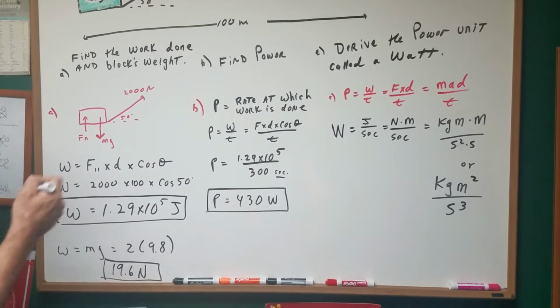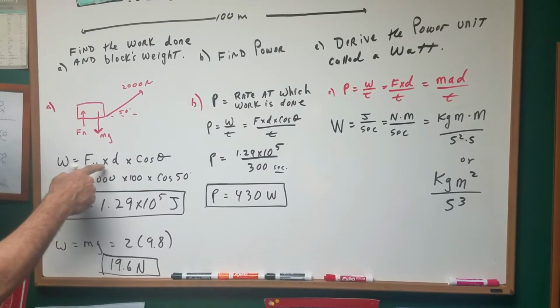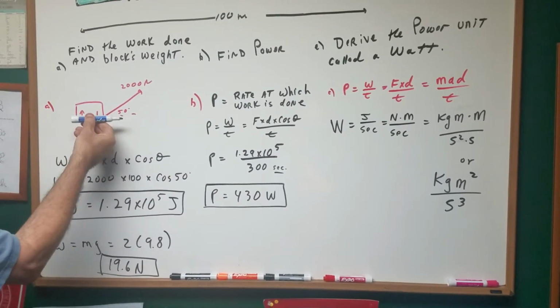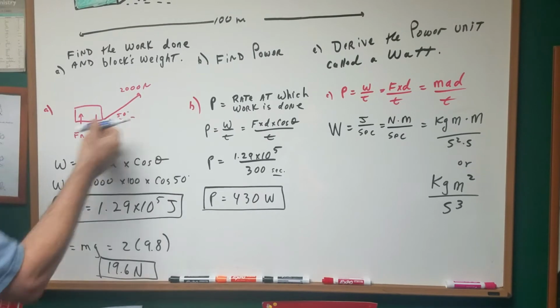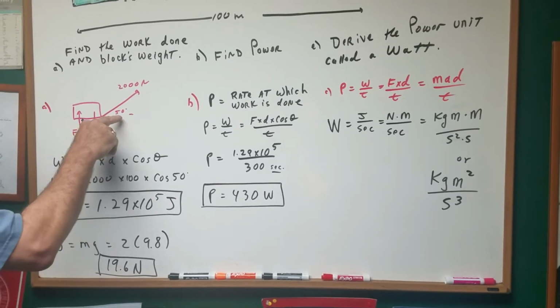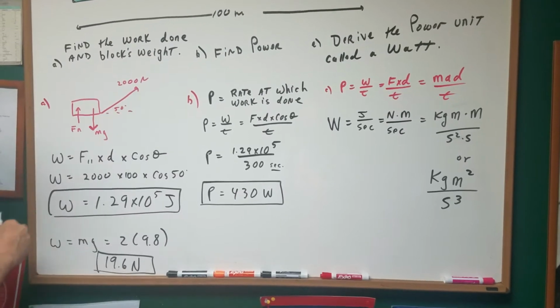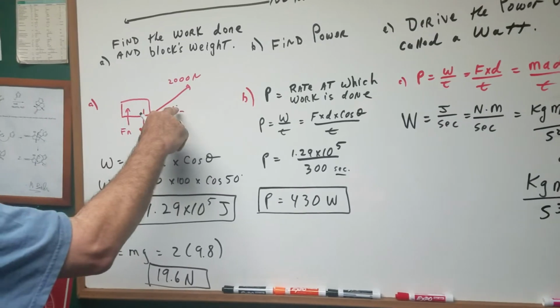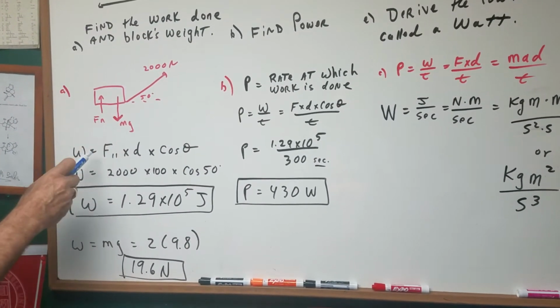Now, whenever we do work, work is equal to force times distance, but the force has to be parallel to the direction of motion. So if it's parallel to the direction of motion, we're on the horizontal. Therefore, we got to take the horizontal component of the 2,000 Newton force, which will be the 2,000 times the cosine of the 50 degrees. So there you have it.